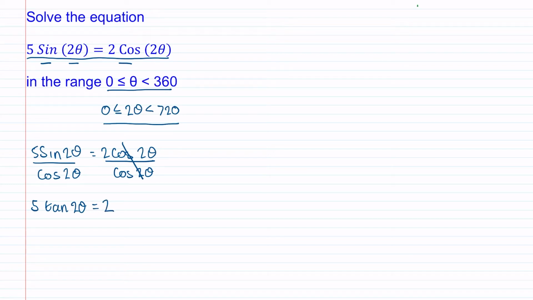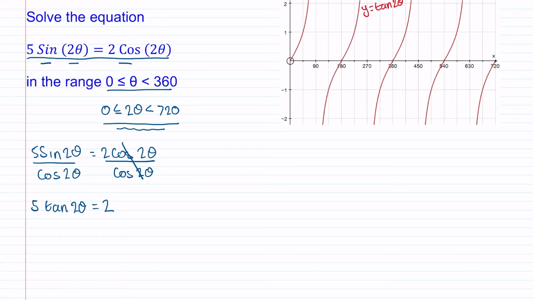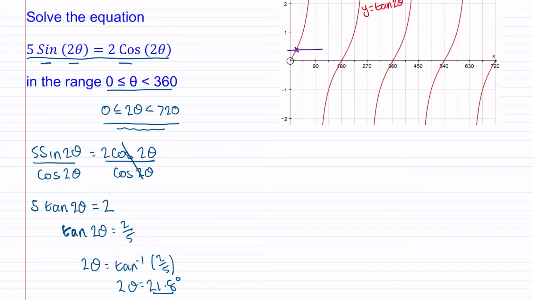So I'm going to draw tan theta within this range. Now I'm going to carry on with our equation, and we'll solve it to find 2 theta. So tan 2 theta is 2 over 5. We'll take the arctan of both sides. So 2 theta will be the arctan of 2/5, and this gives us 2 theta is 21.8 degrees, which is about here. Now we'll draw our horizontal line.